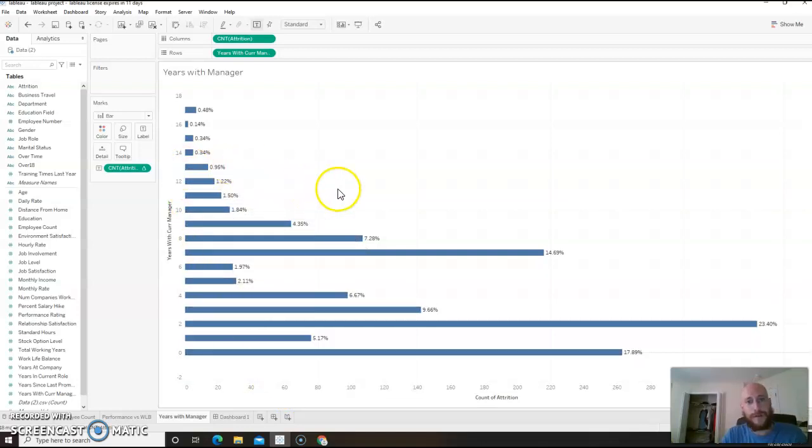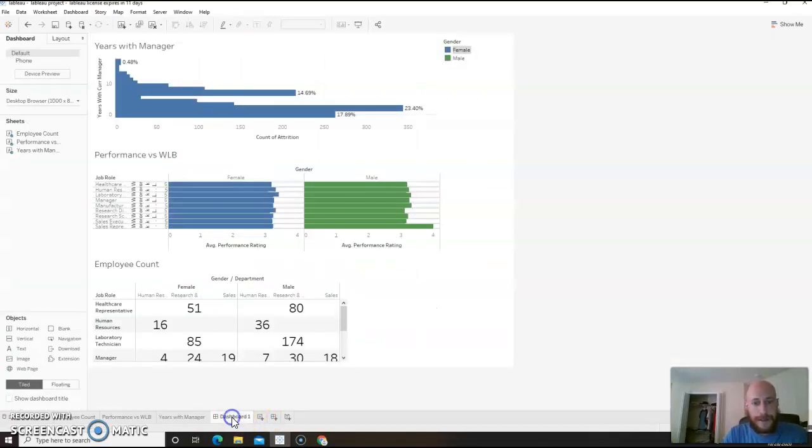If you have been working with your manager for a long time, then that means that you know this manager very well, and you like how they do things, and so you're less likely to want to leave. So I think this chart makes a lot of sense.